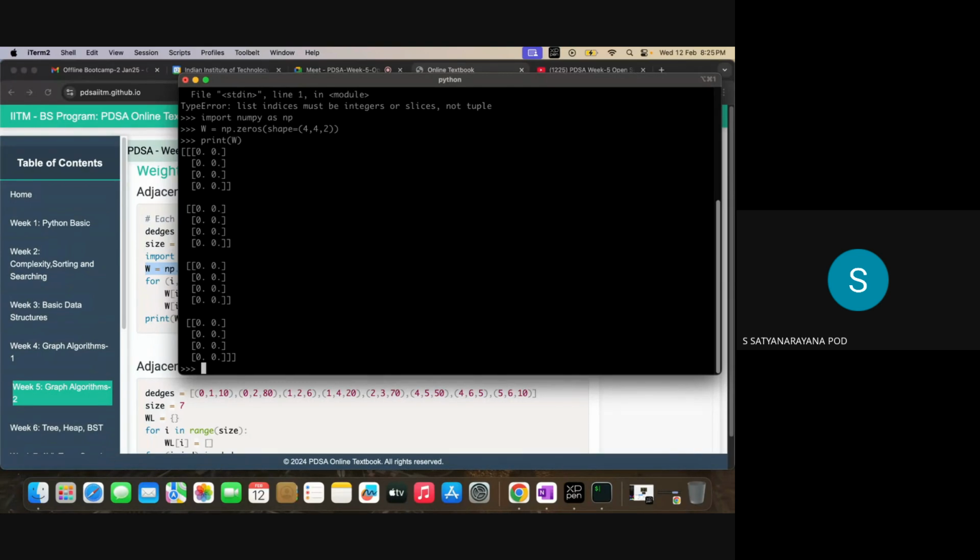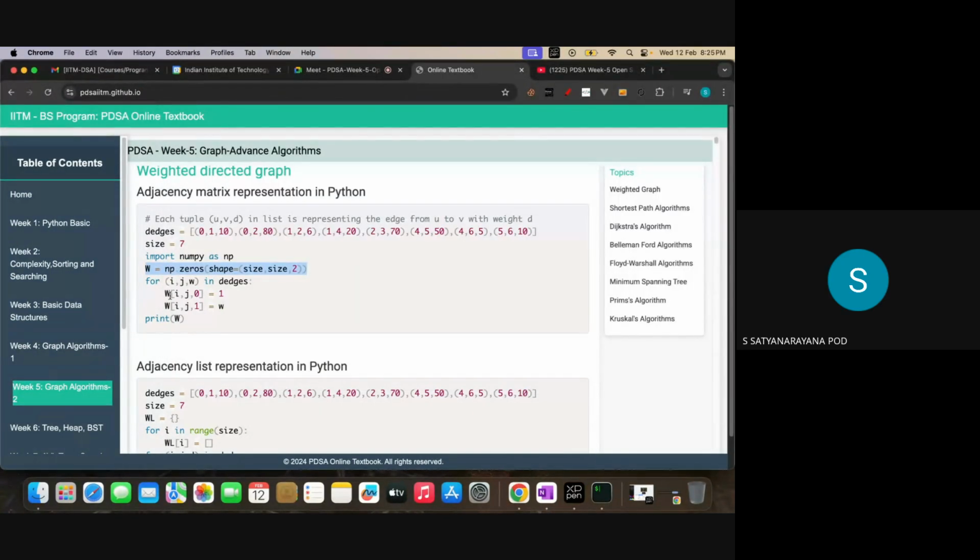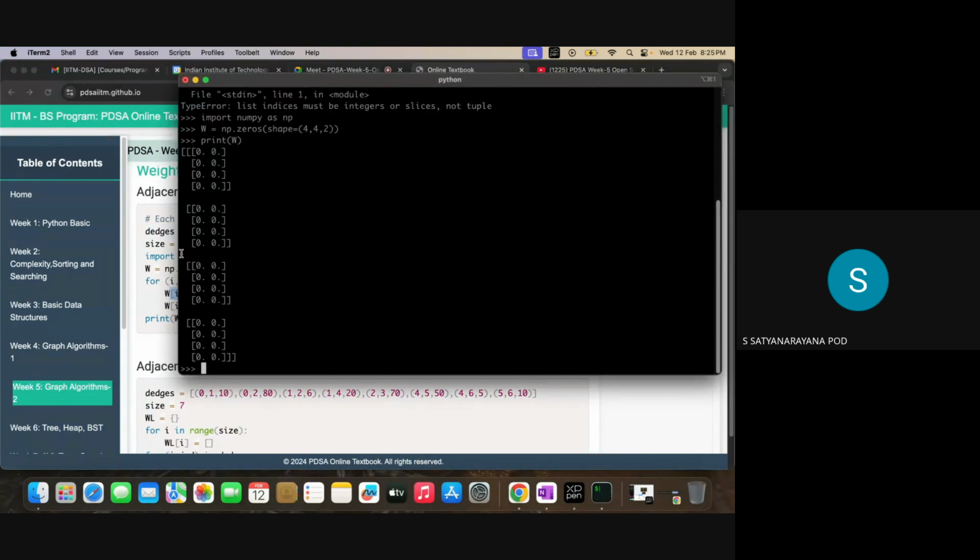It is created something like nested lists. When it is a nested list, they are using I, J, and then 0 and 1. So what happens, we are calling the ith row, ith column, and inside that they are calling the 0th value. They are accessing the 0th and the first one. So this is the nested list it is creating.